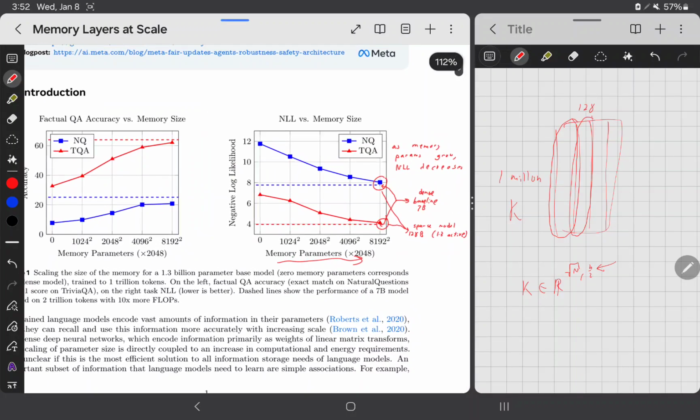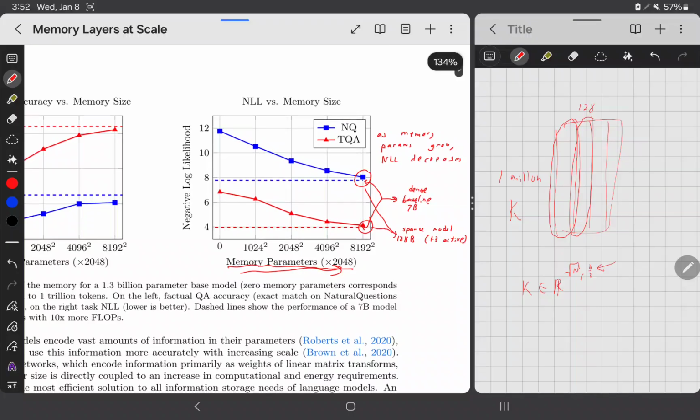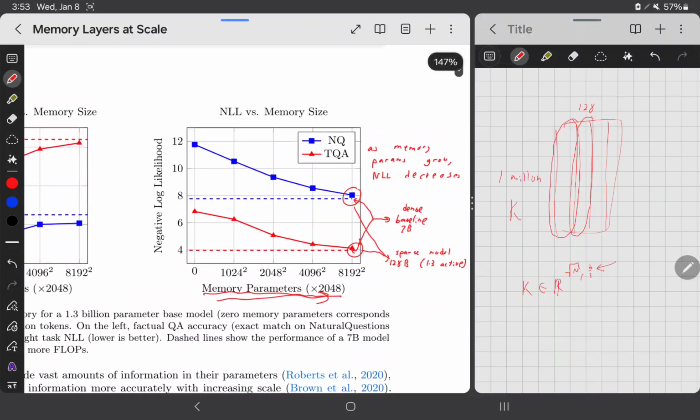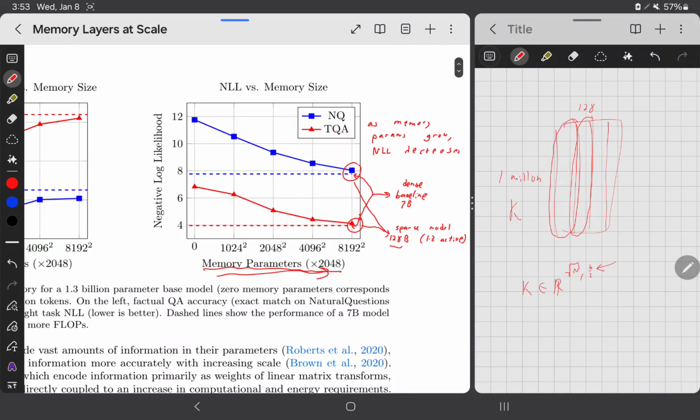So in this case here, this is the negative log likelihood versus the memory size. So this is the total number of parameters, which includes all, or most of it, the parameters in this massive K matrix for the tokens you're doing this lookup for. In this case, they have 128 billion parameters in their sparse model. However, only 1.3 billion are active, and they compare this to a 7 billion parameter model, which is full rank.